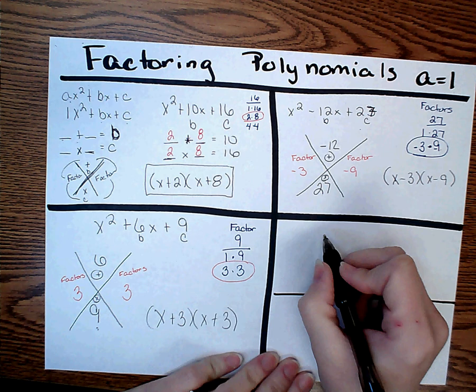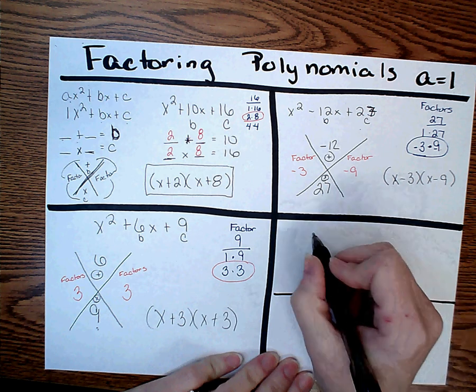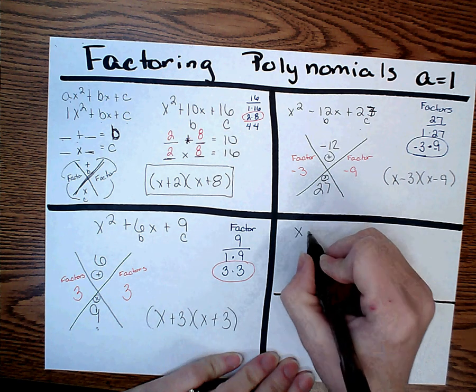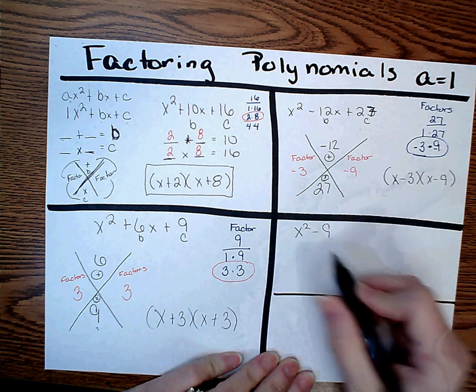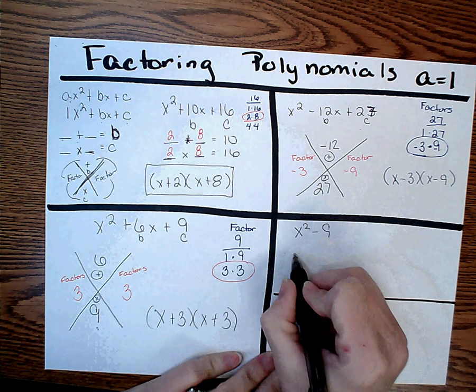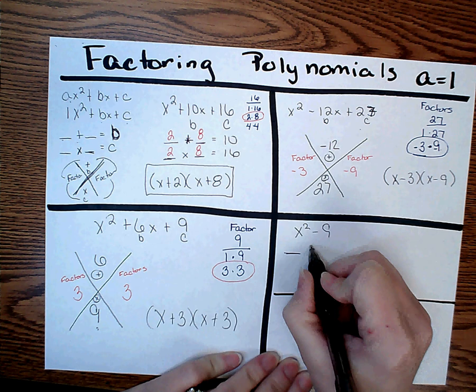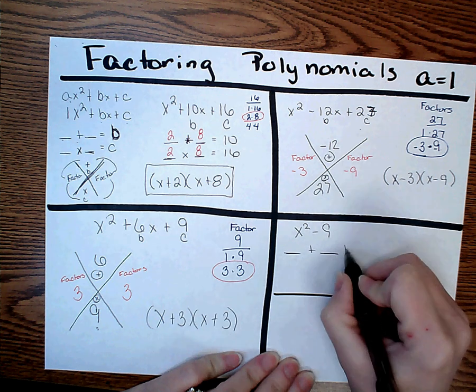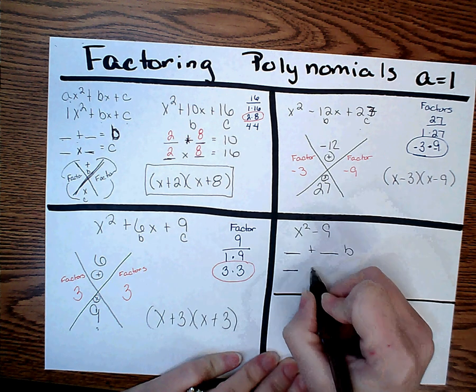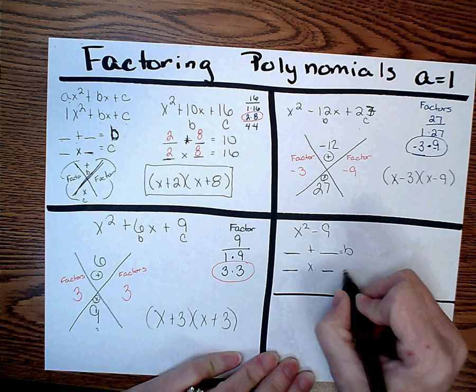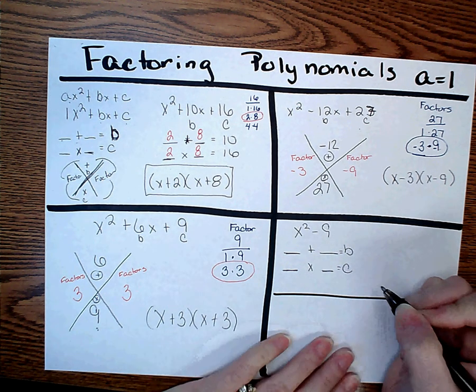Another example. Let's look at this one. It's x squared minus 9. This time I'm going to use the riddle again. Let's do blank plus blank equals b, and blank times blank equals c.